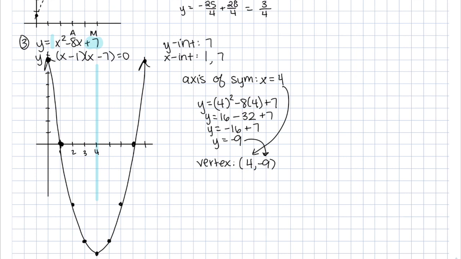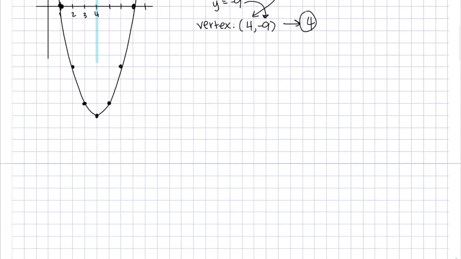And that's the graph. So it's a lot more detailed because we had to find our y-intercept, our x-intercept, our axis of symmetry, and then use that to find our vertex. So first, second, third, and fourth step. So let's do one more, and then we will be done for this note.